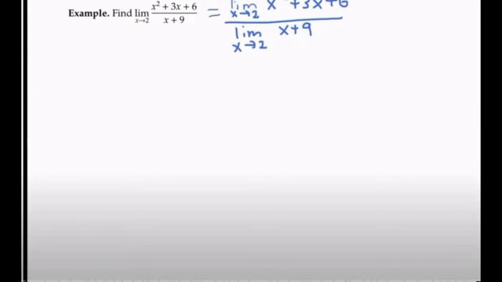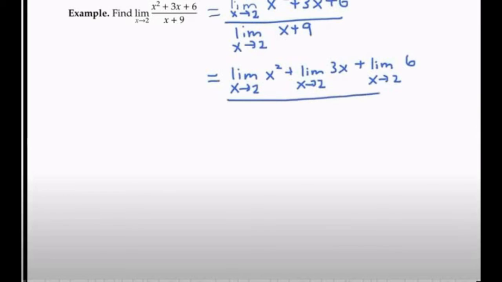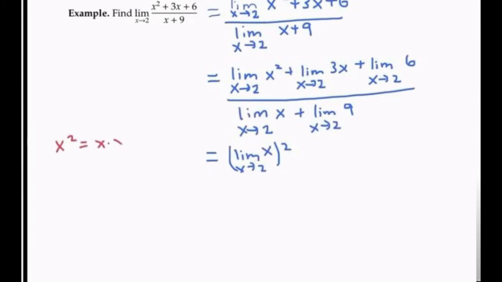We will see in a moment that the numerator is a sum of limits, and we can rewrite the limit in the denominator also as a sum of limits. Next, x squared is really x times x, and so the limit of x squared is the limit of x times x, which by the product rule is the limit of x times the limit of x, which is the limit of x quantity squared.